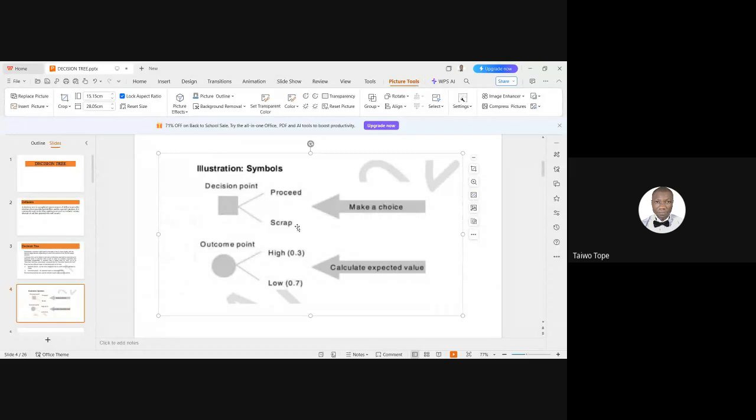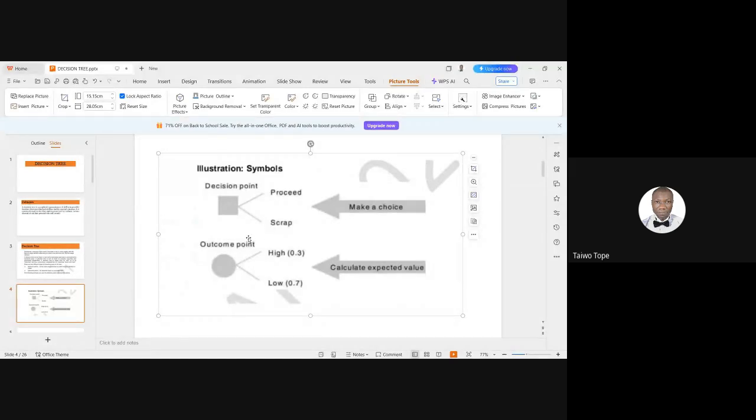For you to make a decision, if the scrap value is greater than the values when you proceed, say the result is 20,000 and 10,000 when you proceed, and when you scrap, the result is, let's say, 100,000, the decision will be for you to scrap because scrap is giving you the highest outcome. So the point is this: for a decision, there is no associated probability.